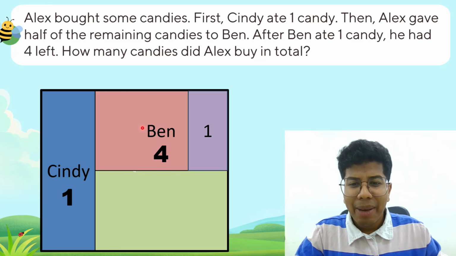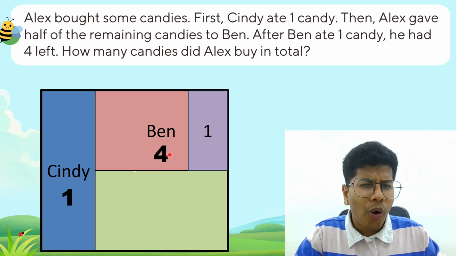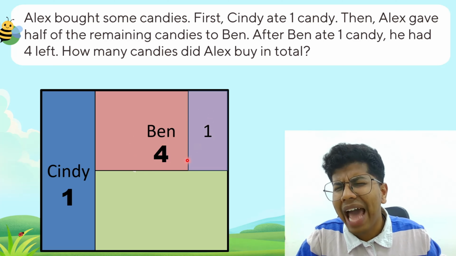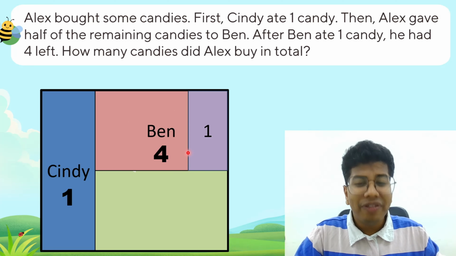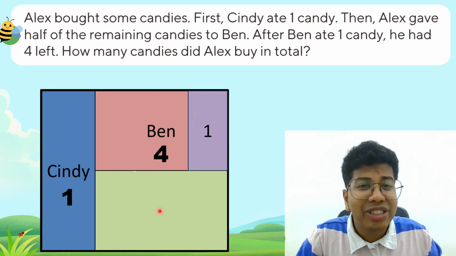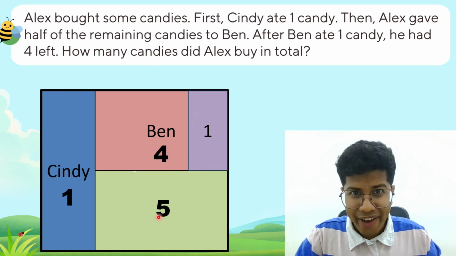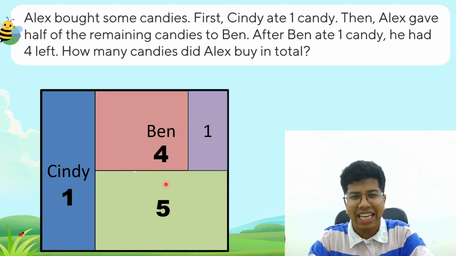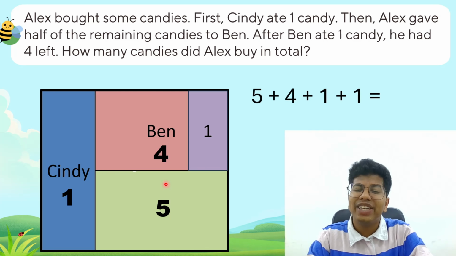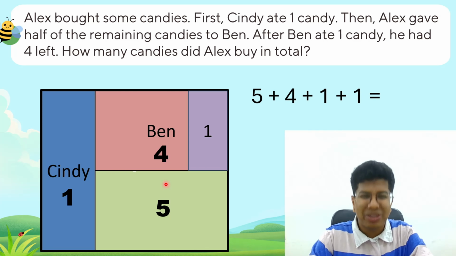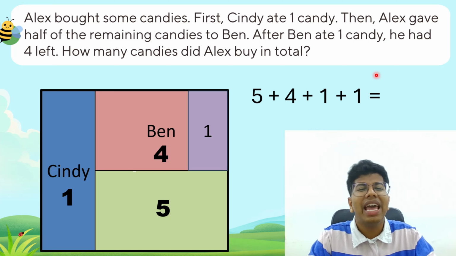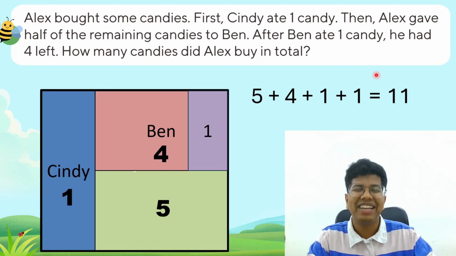Now let's just think. Ben was left with 4, but he ate 1 also. So what is the total number of candies Ben had? It's 5. So if this is 5, what is the number of candies that are here? Since it's half and half, this is also the same. That is 5. Now, can we count the total number of candies? Yes, we can. So let's just count. That is adding all the numbers. 5 plus 4 plus 1 plus 1, that is nothing but 5 plus 4 is 9, 9 plus 1 is 10, 10 plus 1 is 11. So this is the final result.